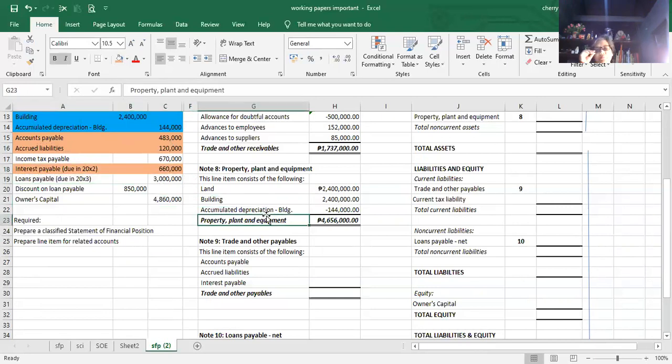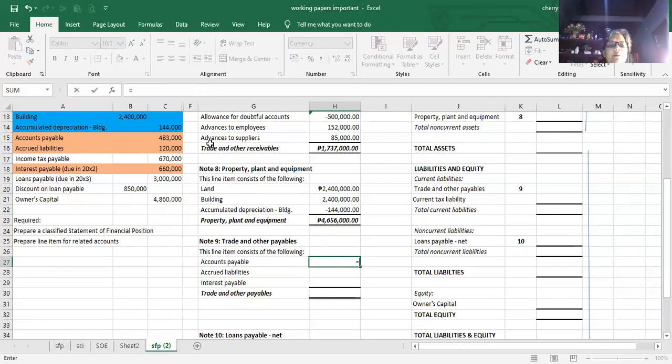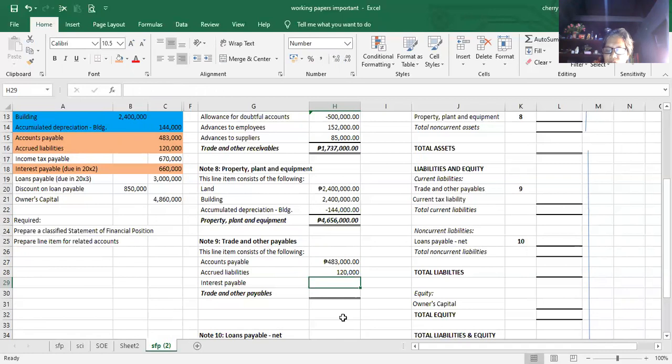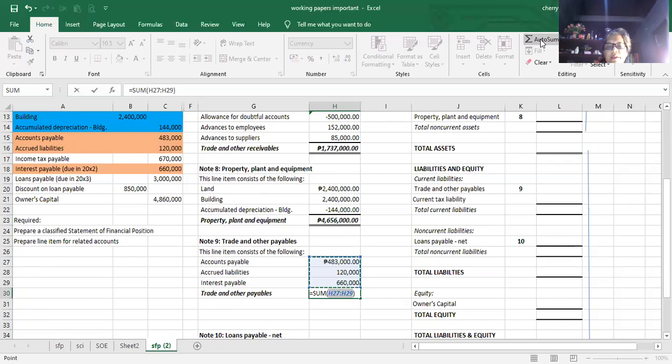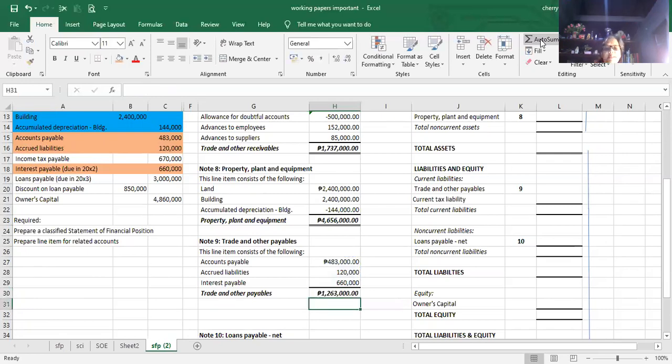Now, let's call how much is the accounts payable. Accounts payable is 483,000, so equals 483,000. How about accrued liabilities? Equals 120,000. Enter. Interest payable due in 20X2, so equals 660,000. So the total is, okay, yes, 1,263,000.